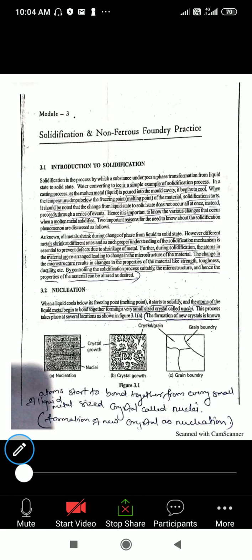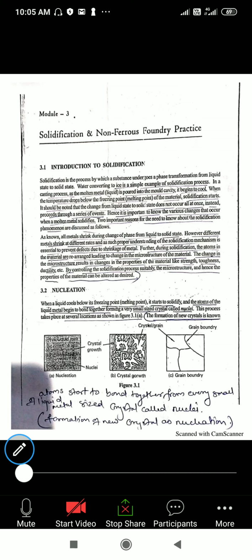Okay, so in this model number 3, what you are going to study and what things are there in the concepts of model number 3 that we are going to discuss today. So the solidification and the non-ferrous foundry practices. What do you mean by solidification? The solidification process occurs in the casting phenomena, during the foundry, when you do foundry castings. At that moment, how the solidification is carried out and what the methods of solidification are, that you are going to study.